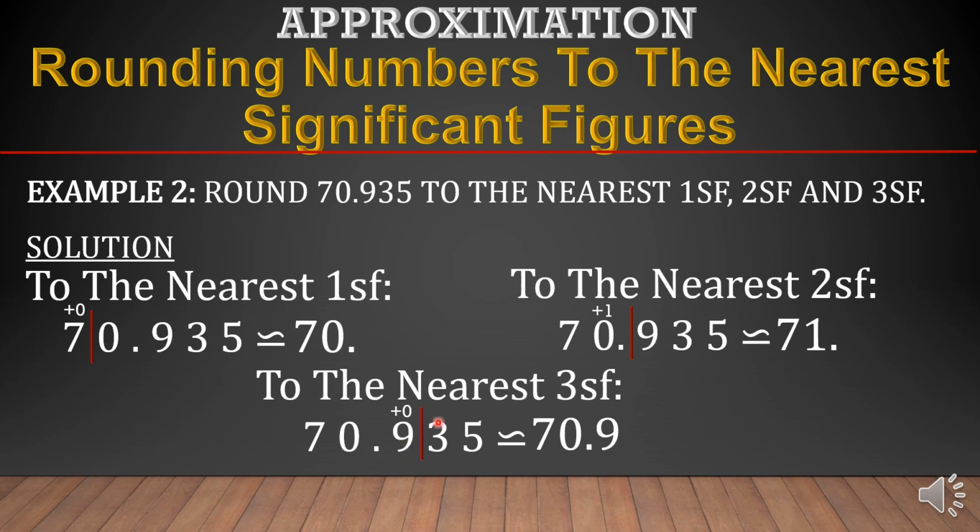So that's how we round to the nearest significant figures. I hope you do understand, they are very cheap, not expensive at all.